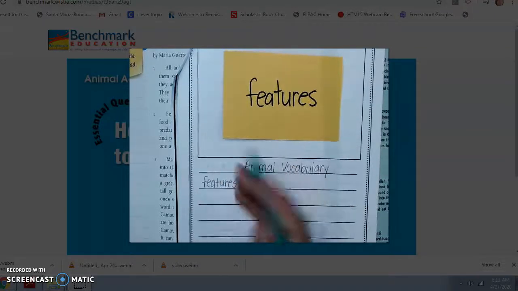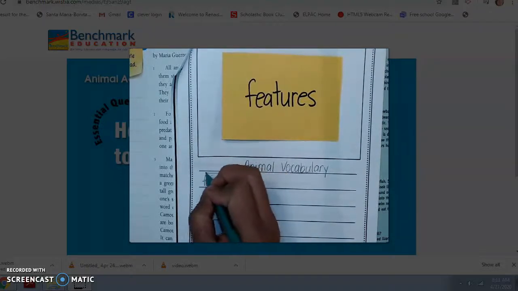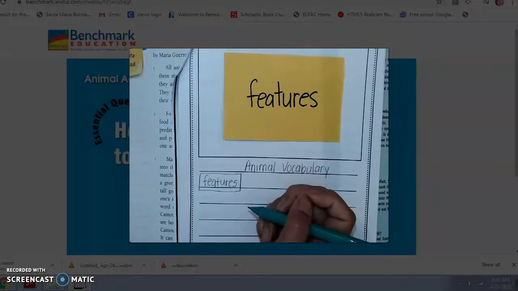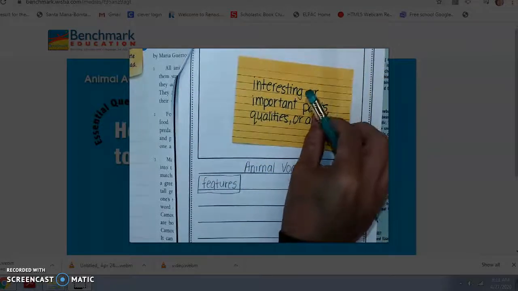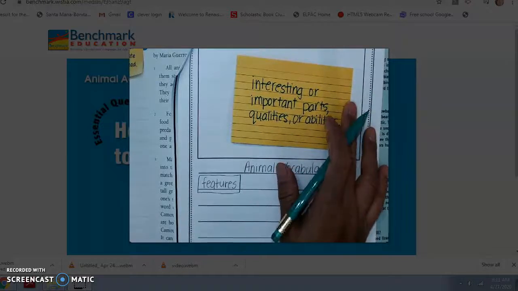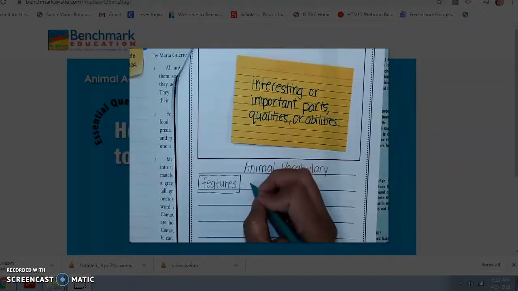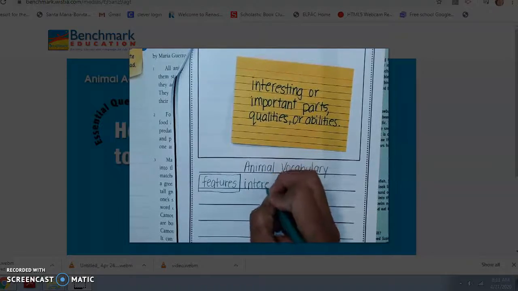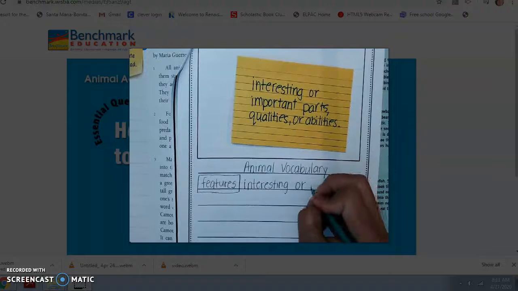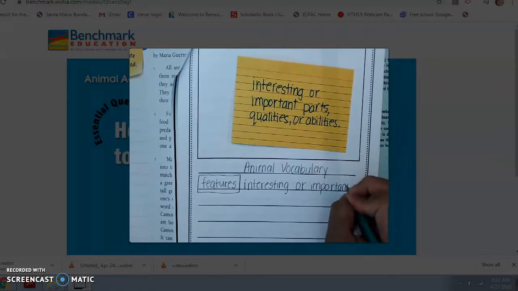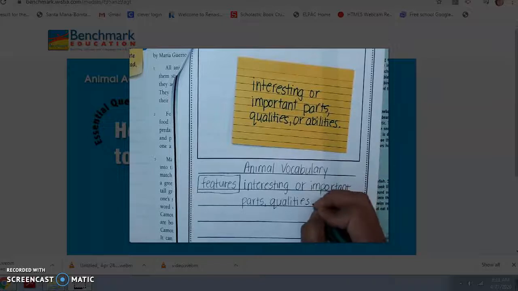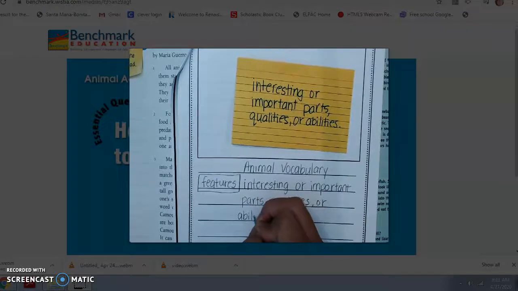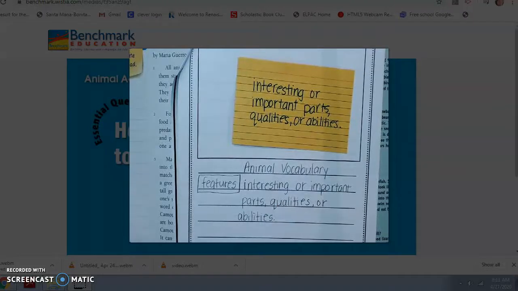And so we don't get the word mixed up with the rest of our writing, I'm just going to draw a rectangle around it. Put this word into a box. And now I want to write the definition for it, so that way tomorrow I'll understand what I'm reading. A feature or features are interesting or important parts, qualities, or abilities. So I'm going to write that definition right next to my word features. So interesting or important parts, qualities, or abilities, please make sure you do the same in your writing journal. And if you need to pause this video so you can complete your vocabulary word, then go ahead and pause the video.